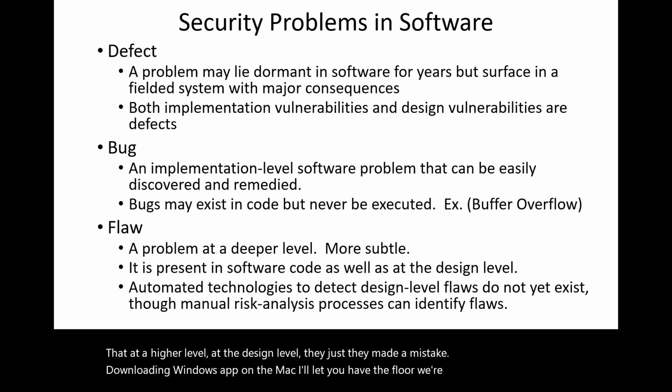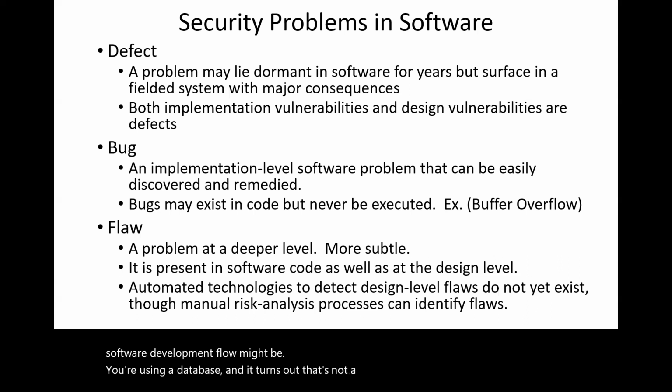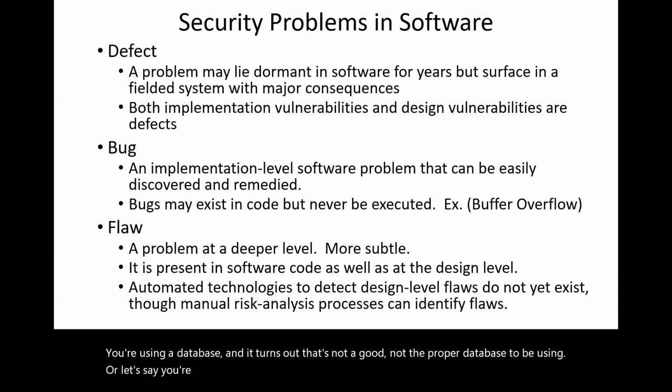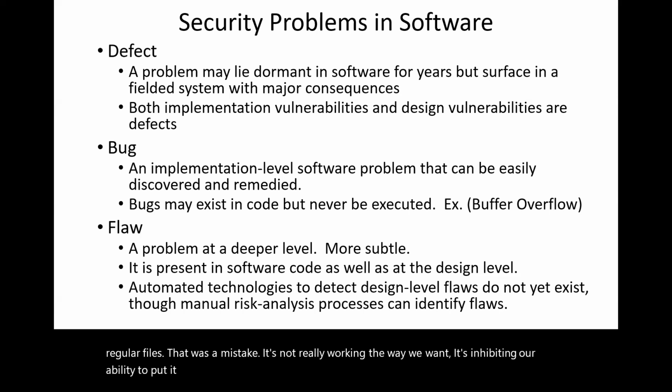Well, we're talking about software development. A flaw might be you're using a database and it turns out that's not the proper database to be using. Or let's say you're using a file system and you realize, oh, we should be using a database instead of regular files. That was a mistake. It's not really working the way we want. It's inhibiting our ability to put in bigger fixes. That's a flaw. Okay.